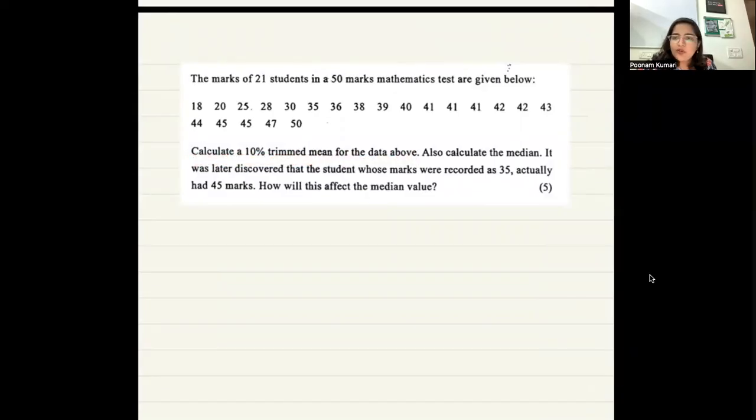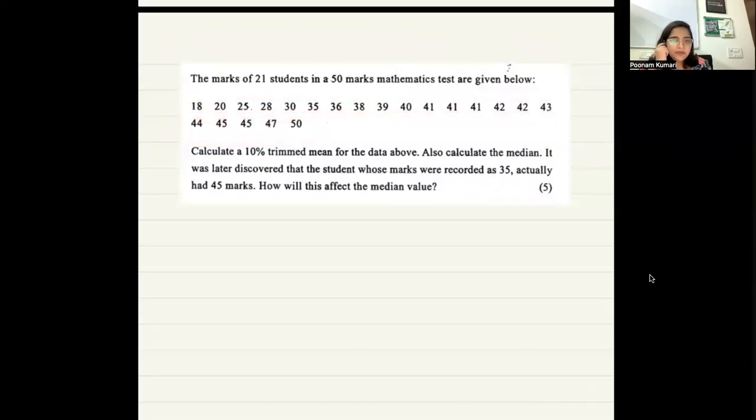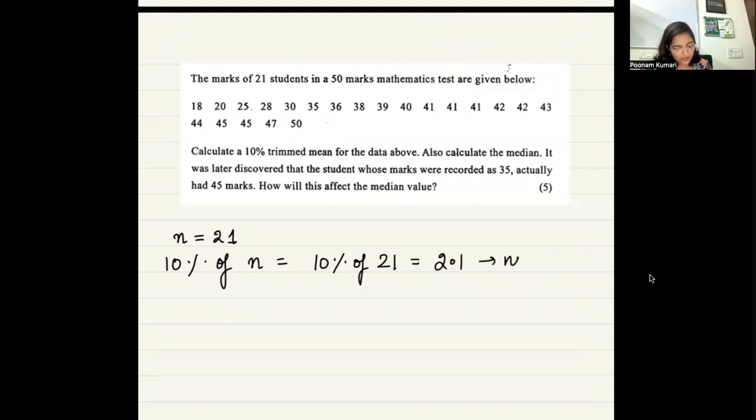For the sake of your convenience, all these data points are in ascending order. So you have to find the 10% trimmed mean. First of all, what is your n? 21. And we have to find the 10% trimmed mean. So what is 10% of n? 2.1. So 10% of 21 is 2.1. Is 2.1 an integer? No, not an integer.